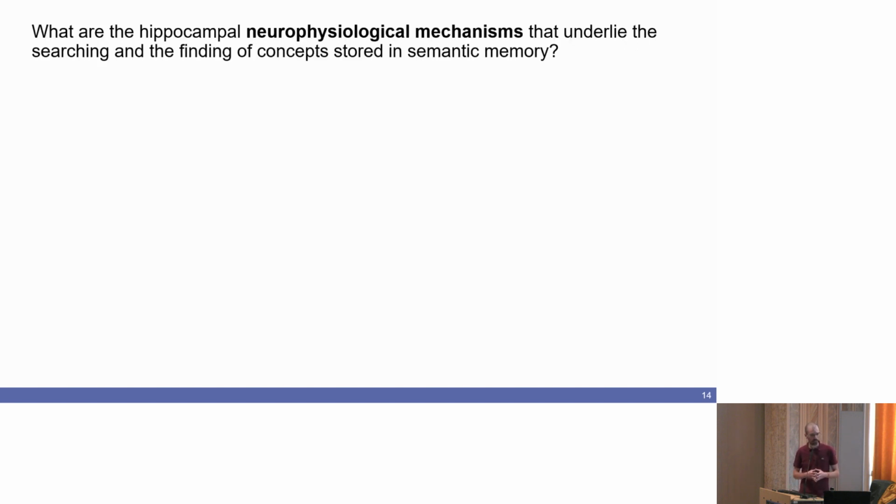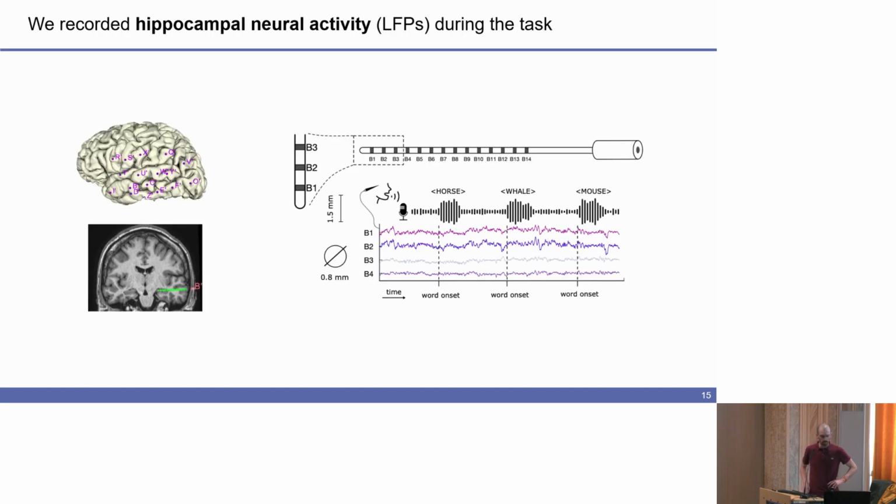And the question now becomes, what are the hippocampal neurophysiological mechanisms that underlie the searching and finding of concepts stored in semantic memory? What I didn't say before was that our participants were epileptic patients. So we had 20 of them performing the task. And the good thing is that they had electrodes implanted directly in the hippocampus, so we can record their brain activity. And we segmented the neural activity based on word onsets, as we did before.